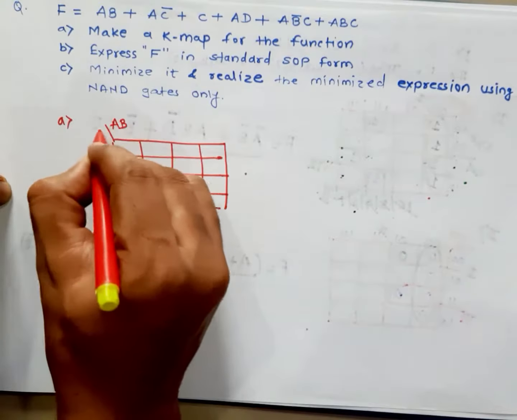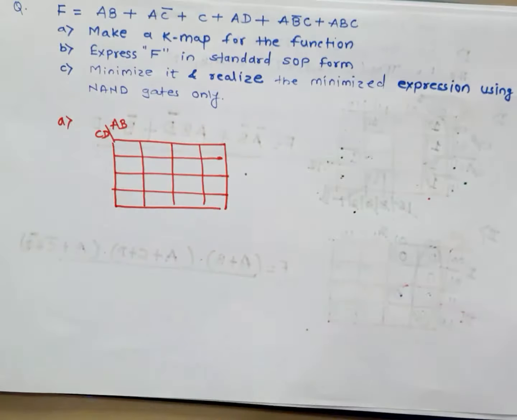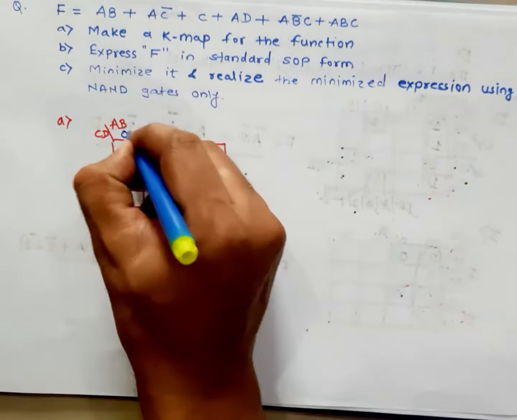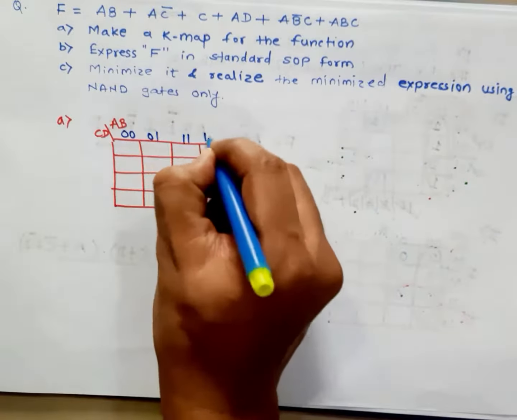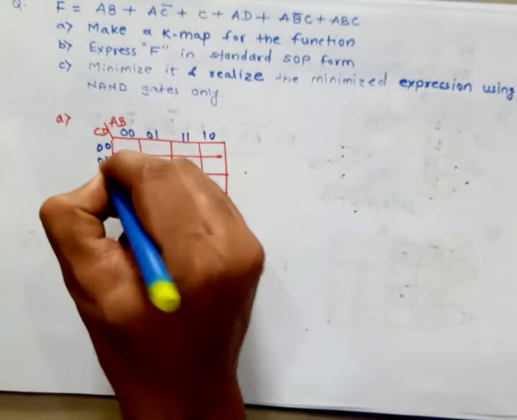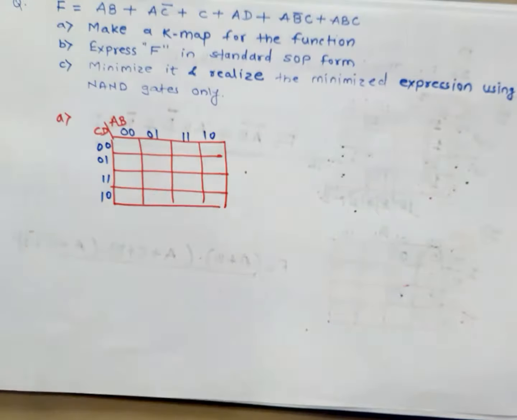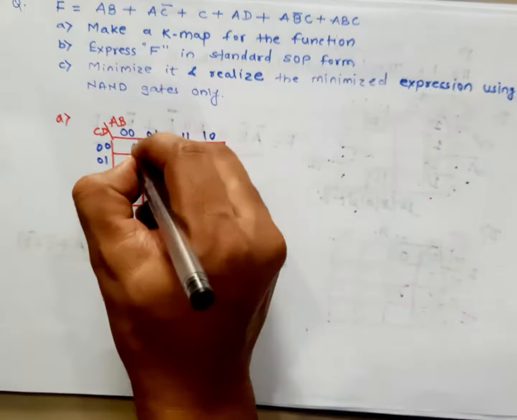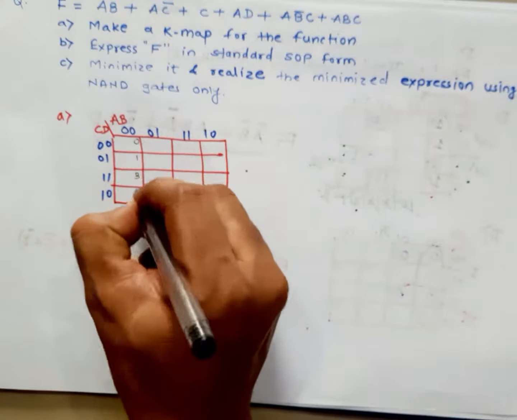Then assign the variable values using gray code sequence, not normal binary sequence. Write down the cell positions.